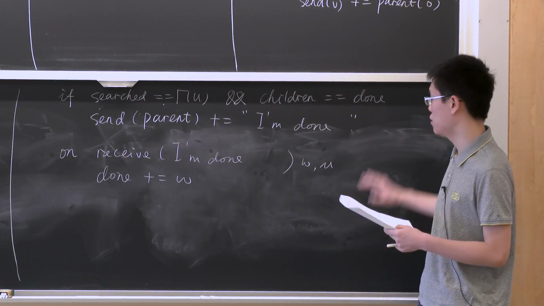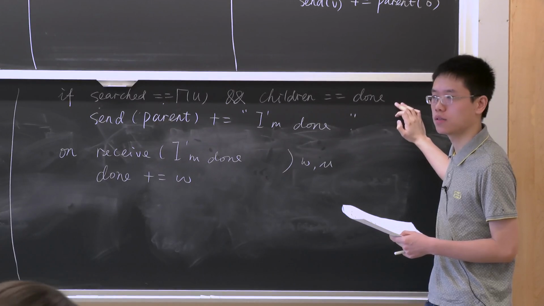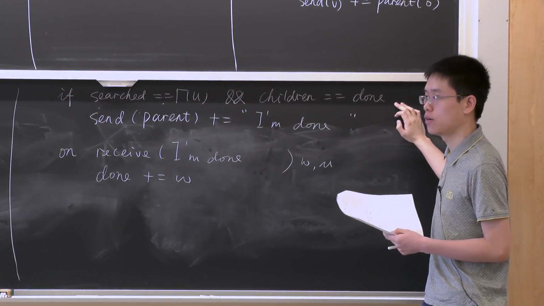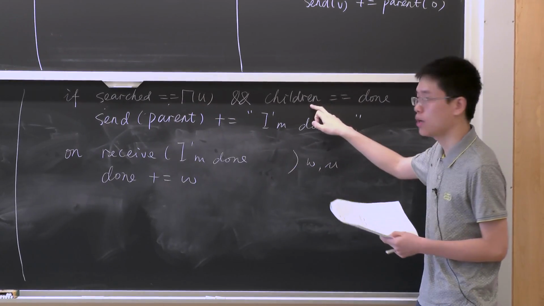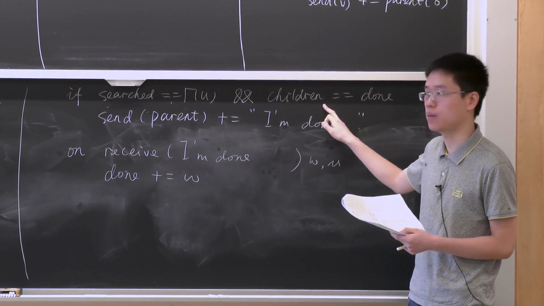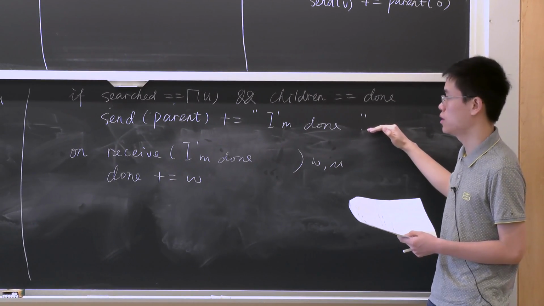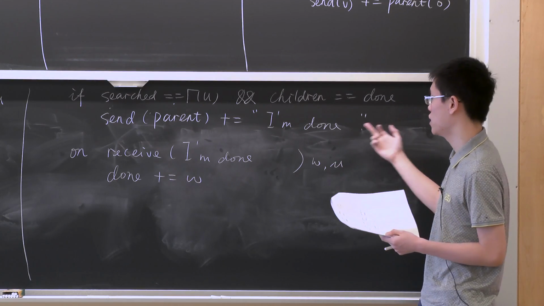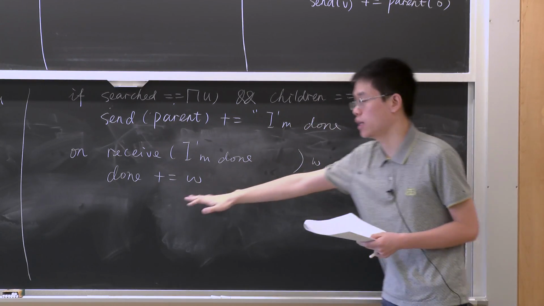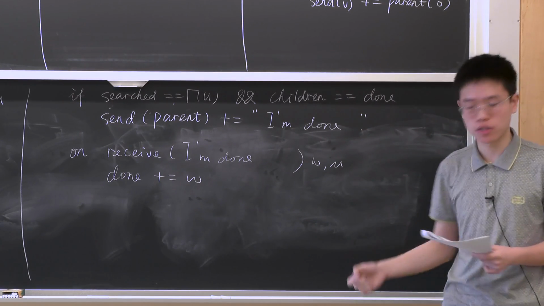Okay, there's a subtle point. Someone has to initiate the done signal. That's going to be our leaves. Why? Because when this condition is checked, they don't have any children. Their children list is an empty set, and their done list is also an empty set. So they're going to send the "I'm done" signal first. And then all the intermediate nodes will send the done signal when all their children are done. Okay, so this is the Convergecast version.